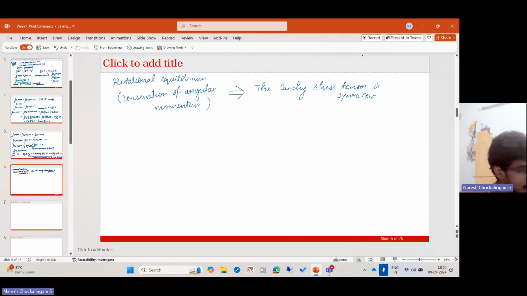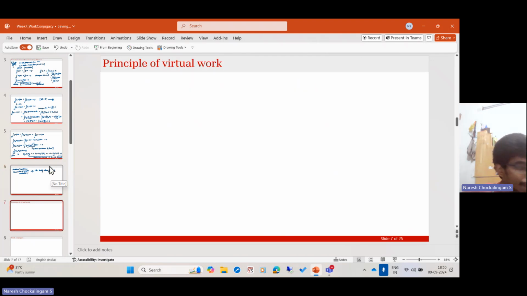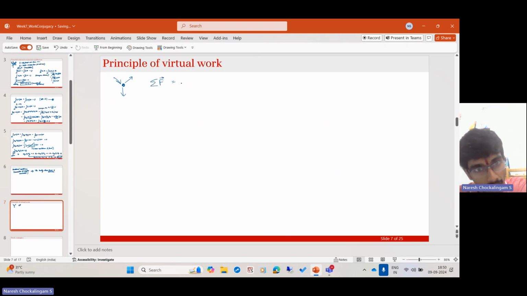Right. So this was one concept. The next concept we are looking at is an equivalent statement for the conditions of equilibrium in terms of the virtual work done. So for a system of particles, you can say that a particle is acted upon by several forces. Let us say the sum of all forces on the particle is just R, which is the residual. And if this particle has to be in equilibrium, this R has to be equal to 0.